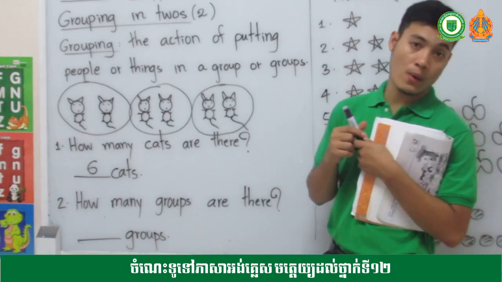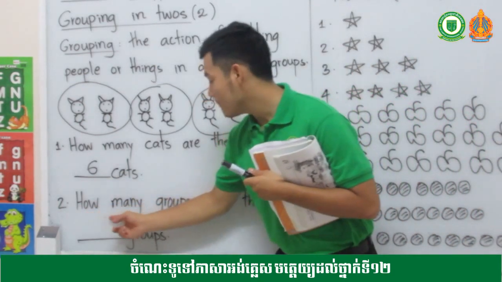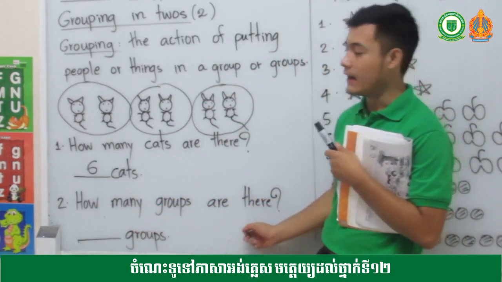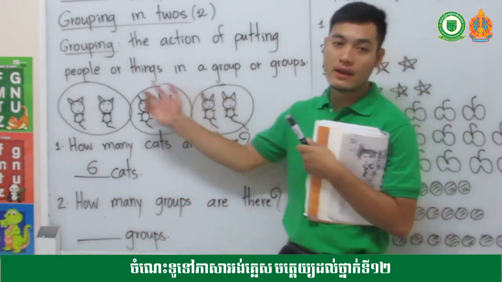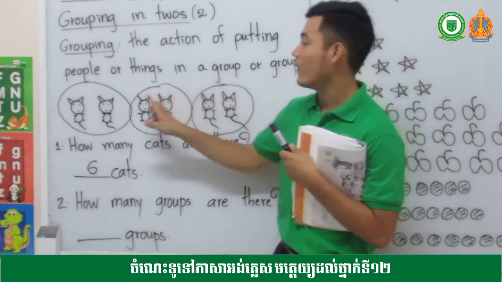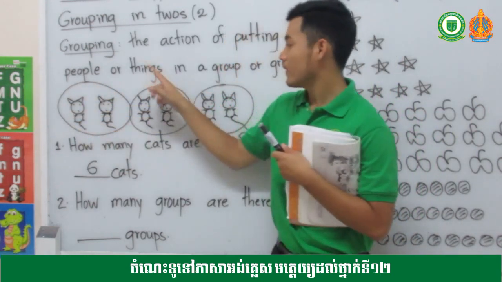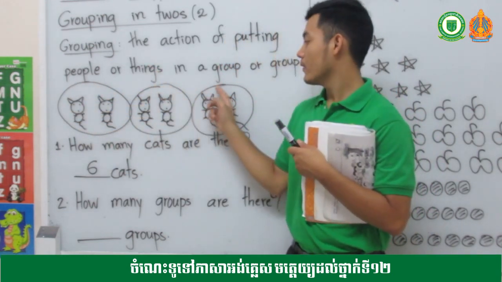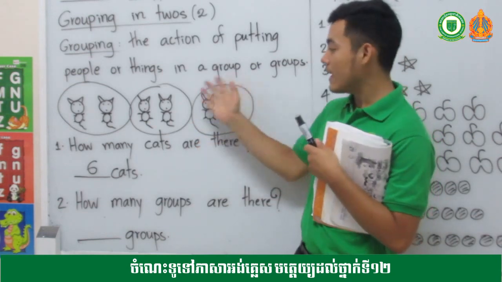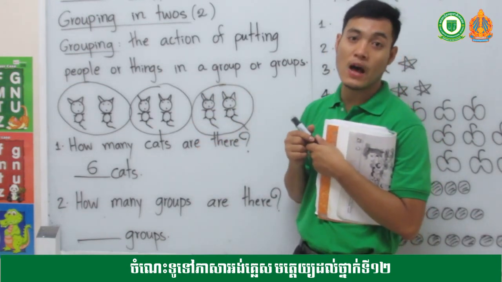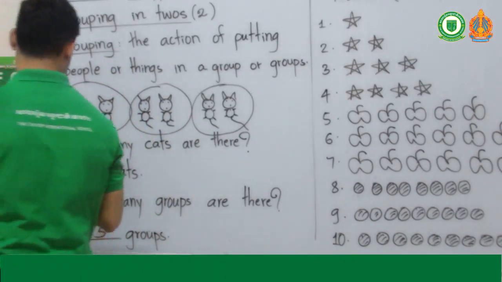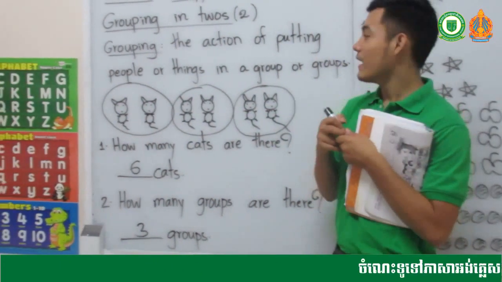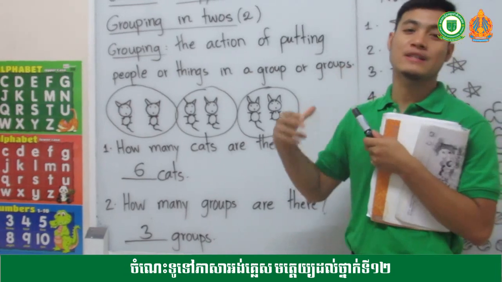And let's go to question number 2. How many groups are there? So let's count. 1 group, 2 groups, 3 groups. So here there are 3 groups of cats. So we complete number 3. Okay, that's all for the grouping in twos.